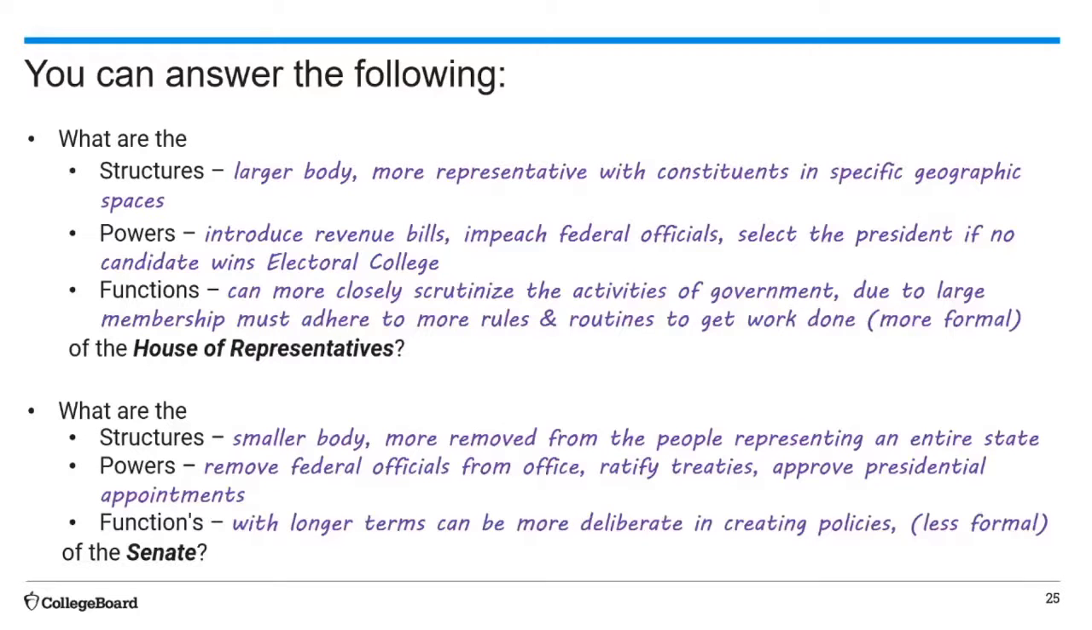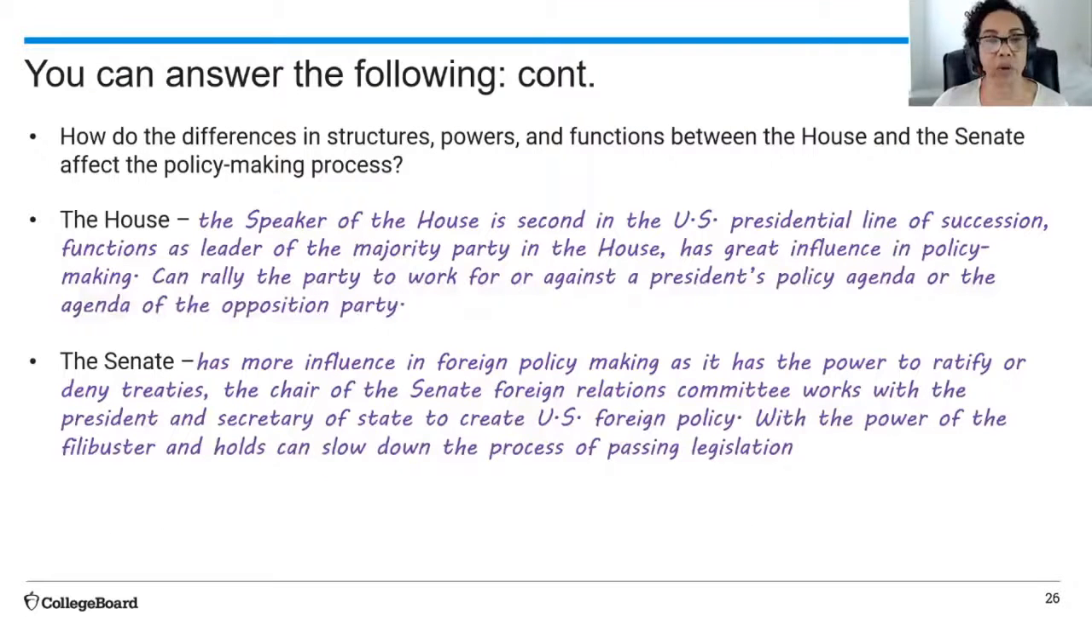So what should you take away? You know about the structures, the powers and the functions. I've got them outlined at the top for the House of Representatives and then at the bottom for the Senate. So you just want to be able to, when asked, know what those structures, powers, and functions are and how they are different between the branches, and what that means in terms of their ability to make legislation. And then here we have just answering that question, where we have the specifics of the House and specifics of the Senate and what that means in terms of what they can do with their work.